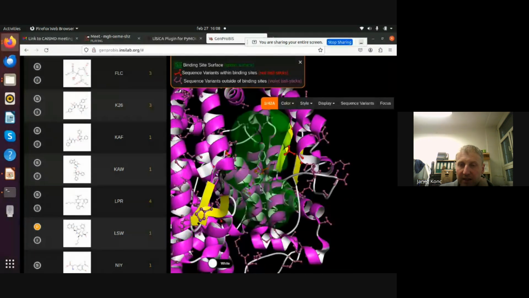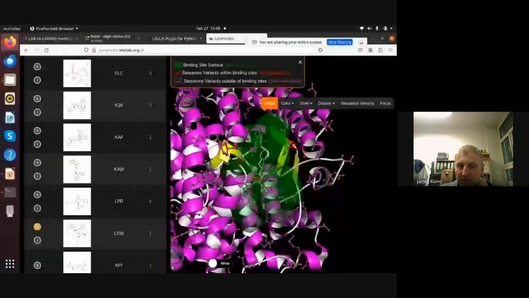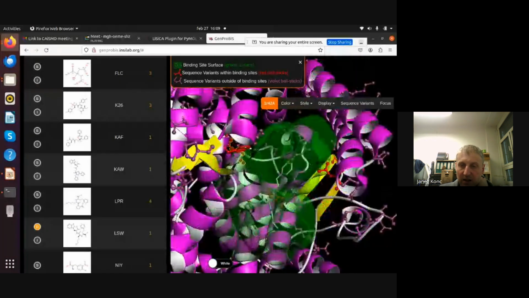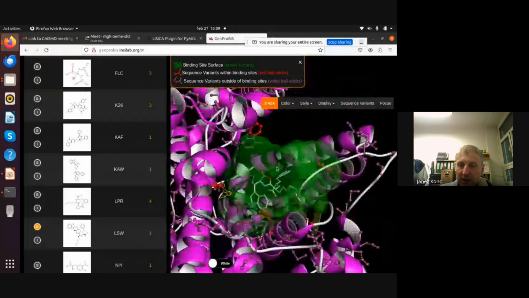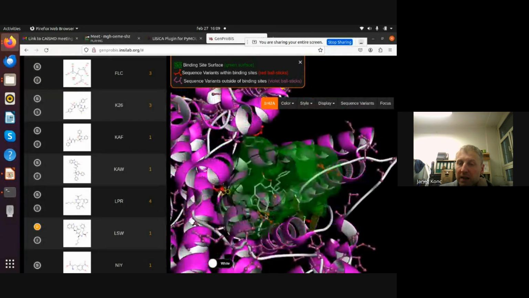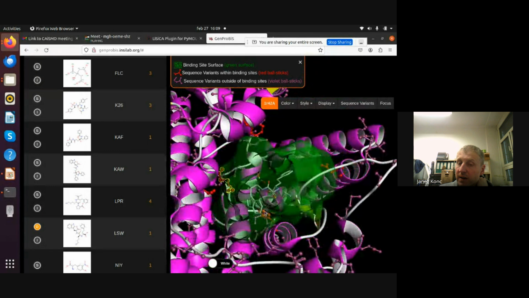So this is a ligand. I think it's a derivative of some antihypertensive drug, and we can see that this ligand interacts with one sequence variant. So we can predict that sequence variant will be likely important for binding, correct binding of this ligand.